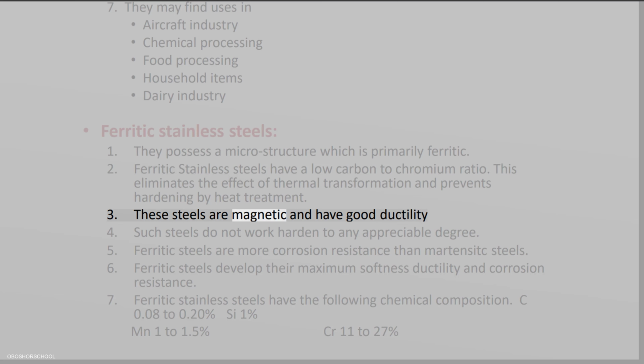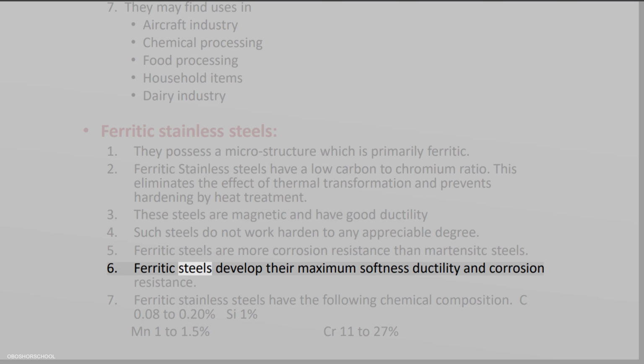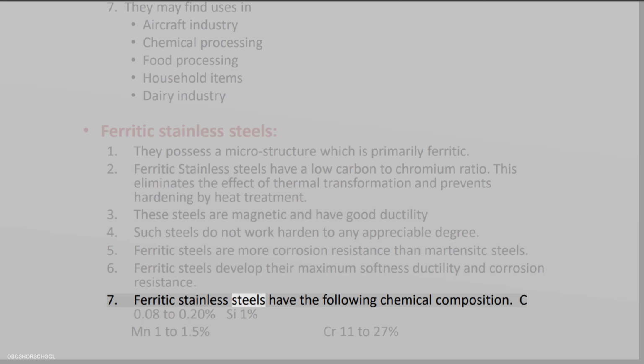3. These steels are magnetic and have good ductility. 4. Such steels do not work harden to any appreciable degree. 5. Ferritic steels are more corrosion resistant than martensitic steels. 6. Ferritic steels develop their maximum softness, ductility, and corrosion resistance. 7. Ferritic stainless steels have the following chemical composition: C 0.08 to 0.20%, Si 1%, Mn 1 to 1.5%, Cr 11 to 27%.